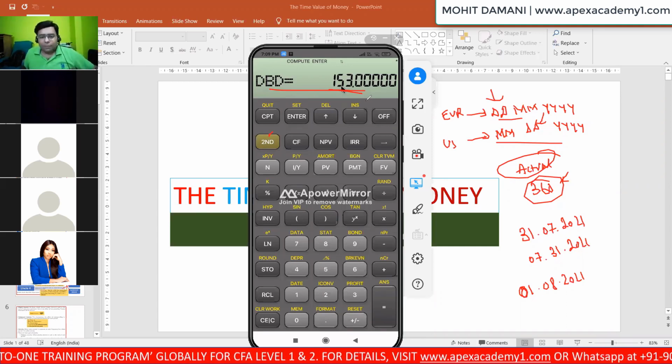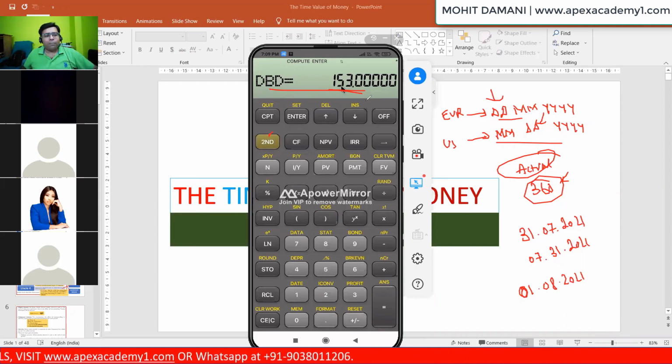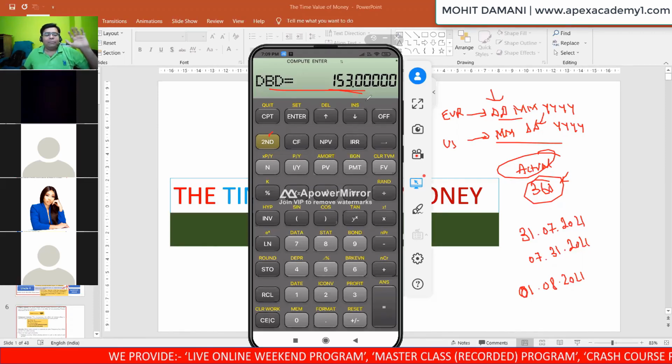So should we put it in the actual mode or the 360 mode? That depends on your fixed income question in the exam. As I told you, when you do the subject fixed income, you will understand that coupons can be calculated on a 360 basis, and coupons can also be calculated on an actual basis. So this depends on what the exam question is asking.